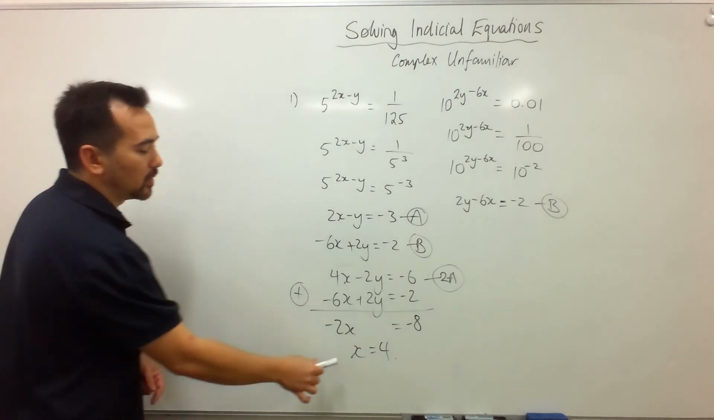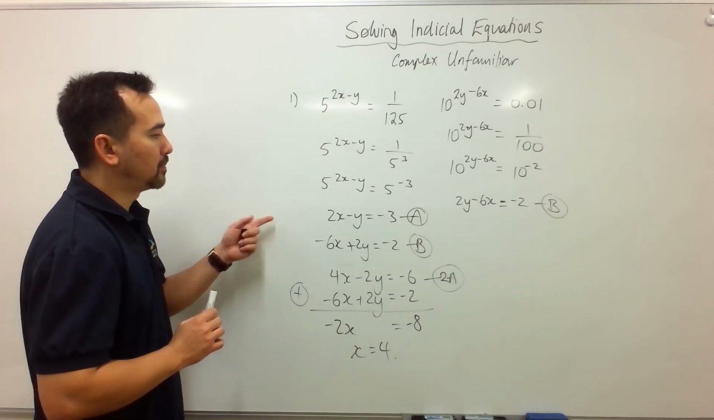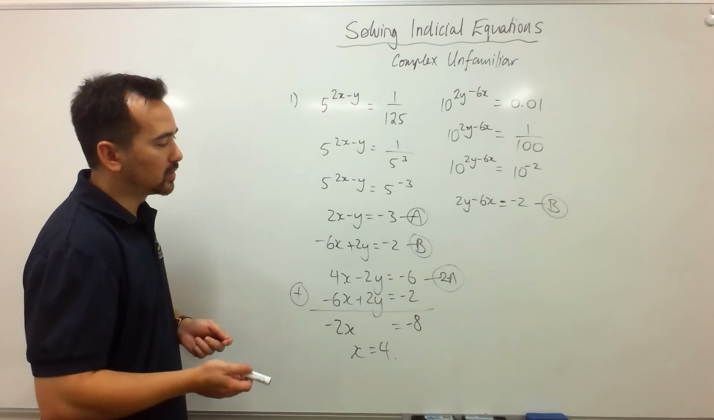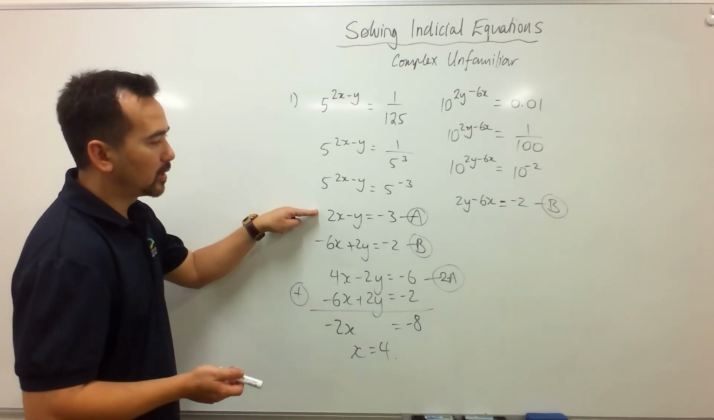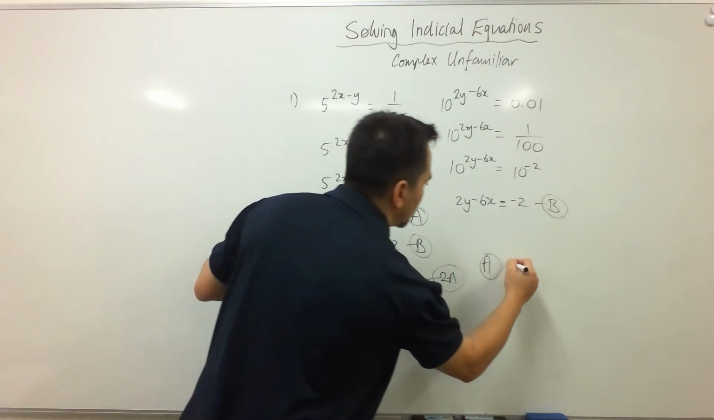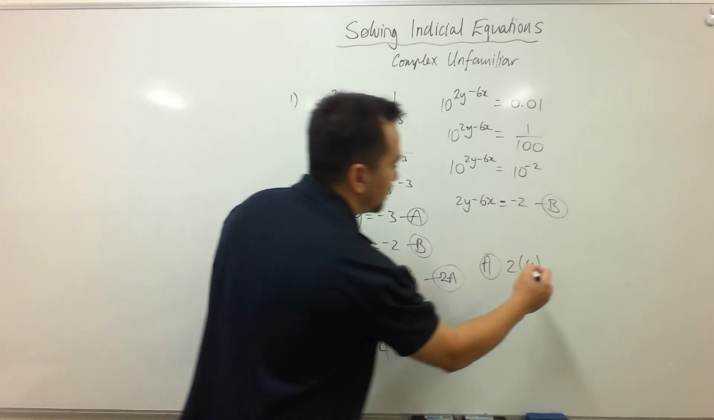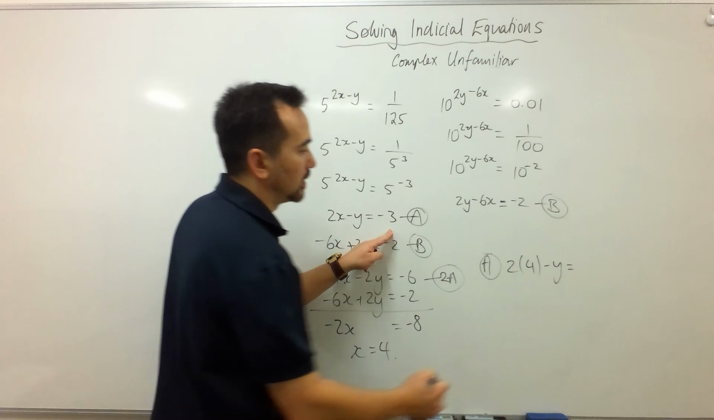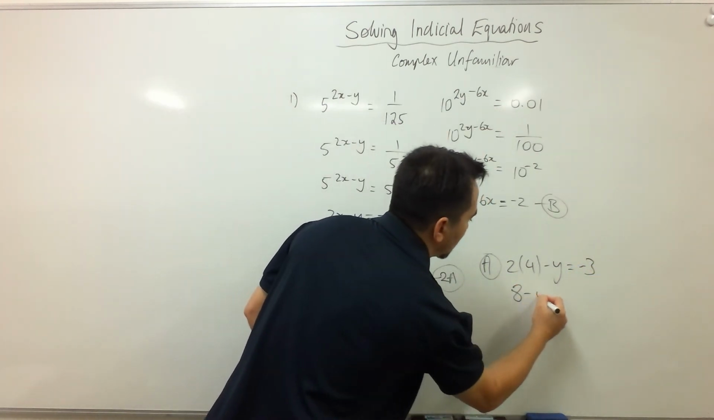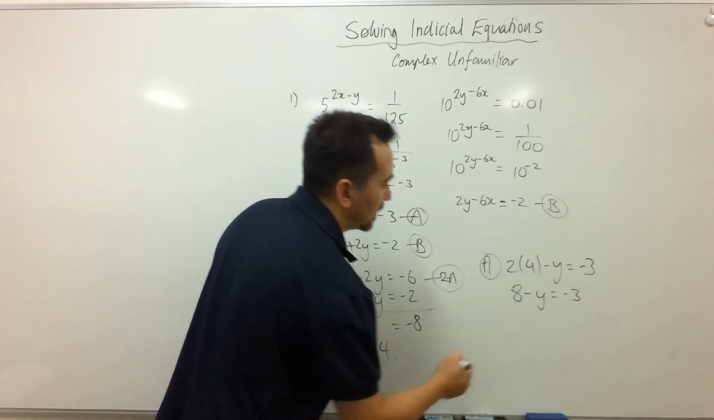Okay, and now that we know what x is, we can easily solve y just by substituting it back into either equation A or B. Pick the easier of the two, because you'll get the same answer for both. Equation A looks easier. So, if we use equation A, we have 2x, we know x is 4. Take away y is equal to negative 3. Okay, so that means 8 take away y is equal to negative 3, and that means y must be 11.